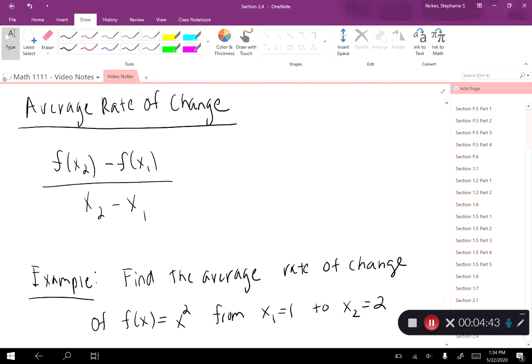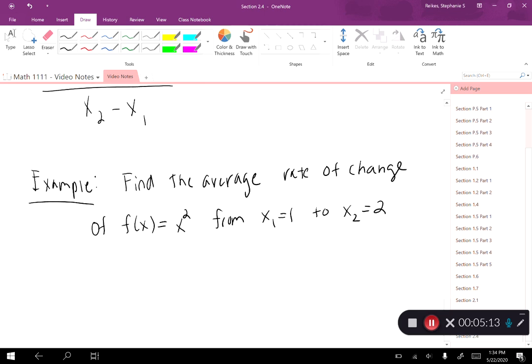Next, I want to discuss the formula for average rate of change. If I'm given 2 points, (x1, y1) and (x2, y2), then for distinct points on the graph of a function, the average rate of change of f from x1 to x2 is f(x2) minus f(x1), all divided by x2 minus x1. Sounds a bit complicated, but let's take a look at an example first.